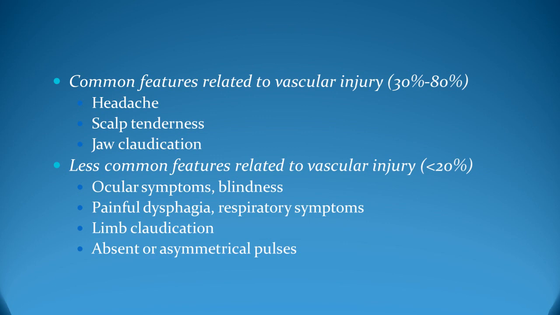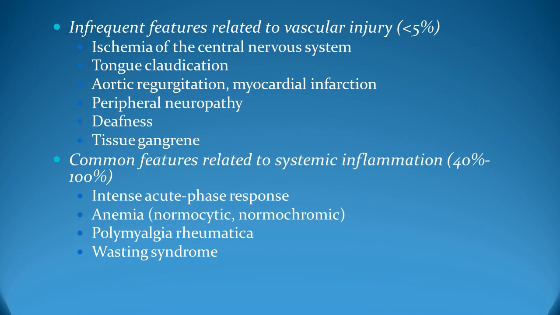The common features are headache, scalp tenderness, jaw claudication, ocular symptoms, and limb claudication. Infrequent features are ischemia of the central nervous system, tongue claudication, aortic regurgitation, myocardial infarction, peripheral neuropathy, deafness, and tissue gangrene. It could have an intense acute phase response, anemia, polymyalgia rheumatica, and wasting syndrome.